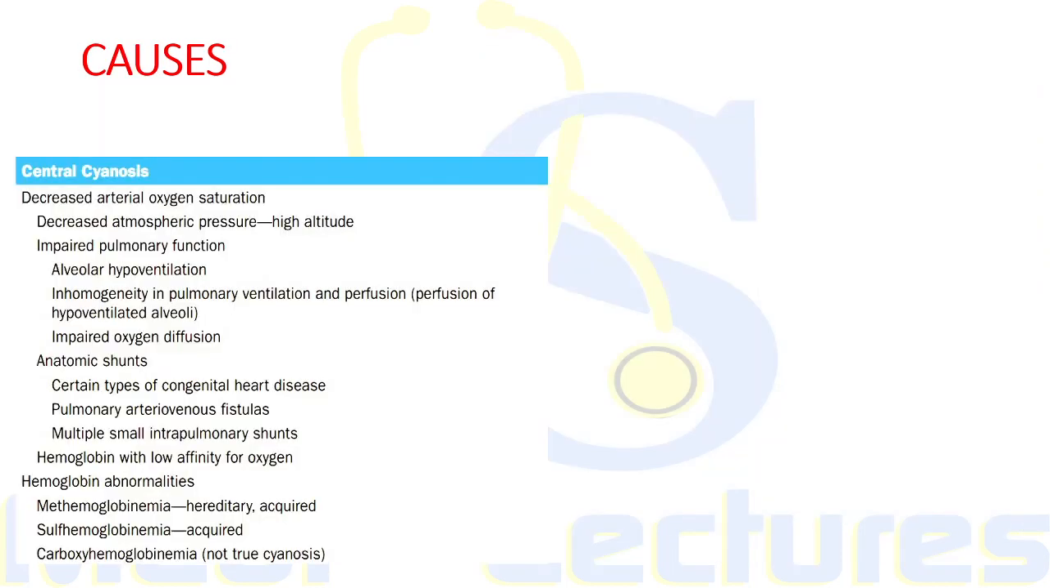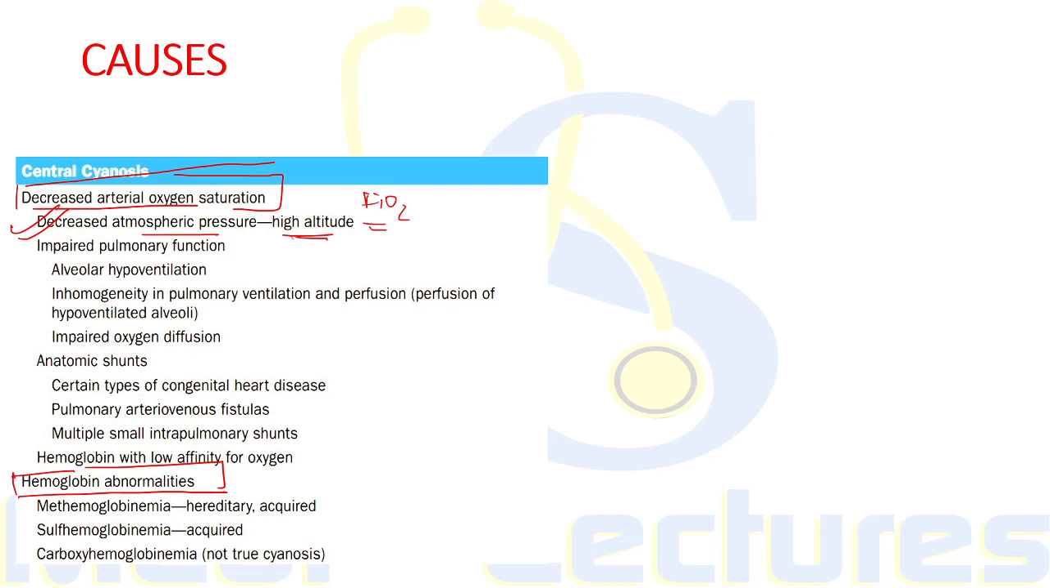Now coming on to the causes of cyanosis, first we will discuss the causes of central cyanosis. So these can be due to either decreased arterial oxygen saturation or a presence of abnormal hemoglobin. So in decreased arterial oxygen saturation, there can be decreased atmospheric pressure at high altitude where the FiO2 is low.